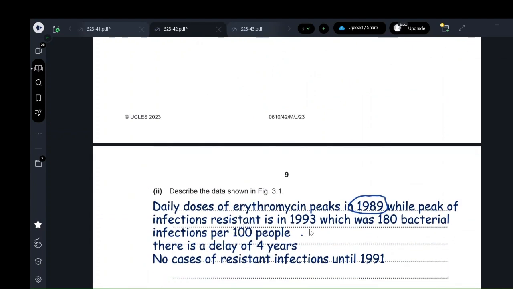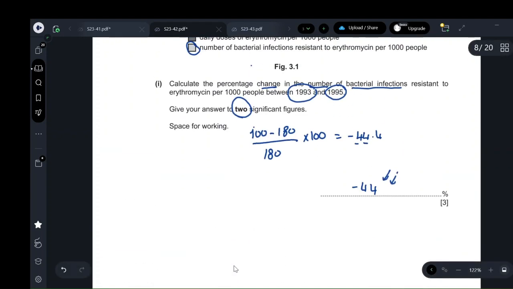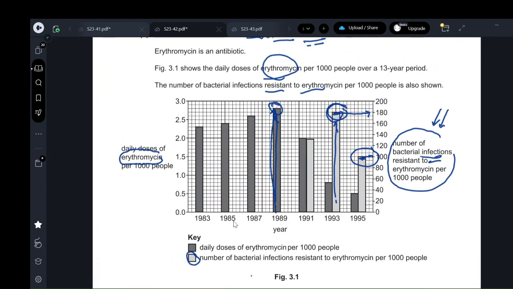So the peak of infections in 1993, which was 180 bacterial infections per 100 people. There is a delay of 4 years. No cases of resistant infections until 1991. Until here, there was no resistance. Resistance started in 1991. This is when the mutation happened.